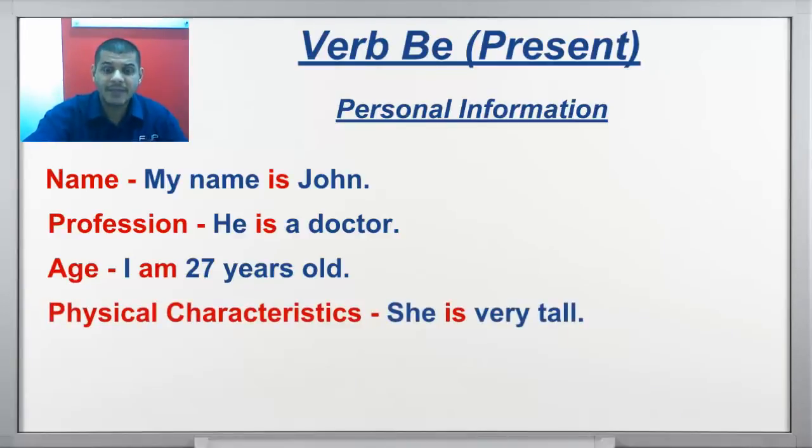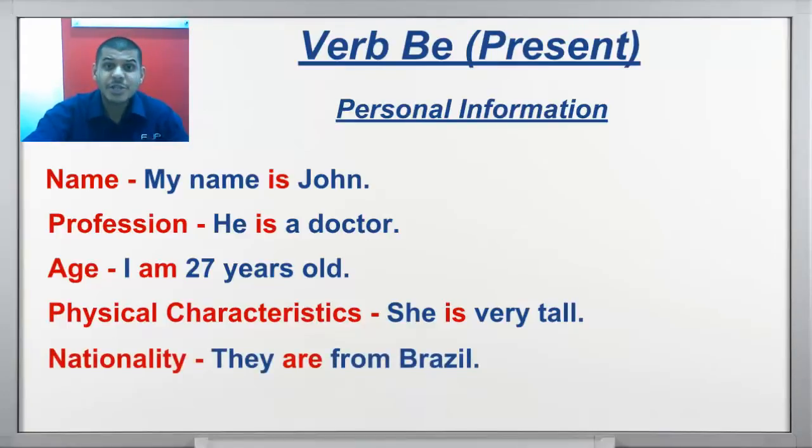And the example I have is she is very tall, right? Tall is an adjective that indicates a physical characteristic, okay? Another one is nationality, right? They are from Brazil. She is from Colombia. They are from Japan. So you see, it's also necessary that in this case I use the verb be. In this case I conjugate it and it becomes are, okay?